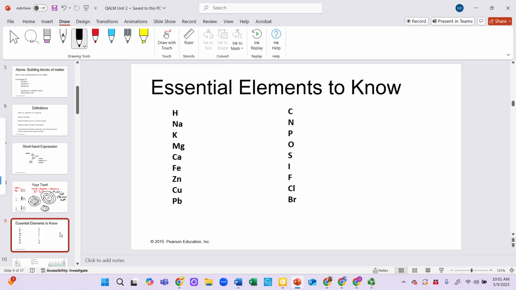So I went through those really quickly, but you have a periodic table of elements that you can go back and review. You should be able to list the symbol if given the name, and list the name if given the symbol.